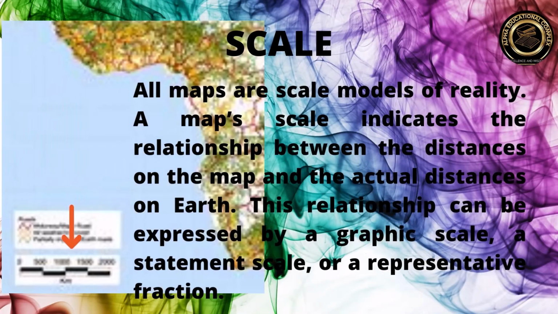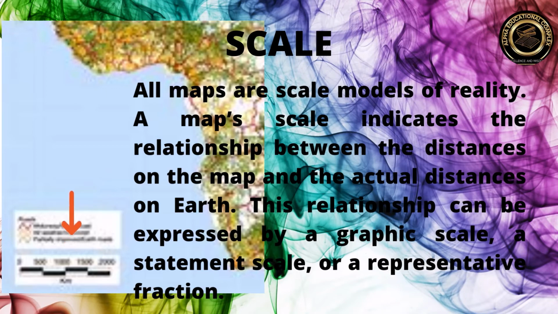The next feature we will talk about is scale. All maps are scale models of reality. A map scale indicates the relationship between the distance on the map and the actual distance on the earth. This relationship can be expressed by a graphic scale, a statement scale, or representative fraction scale. We know that map refers to the symbolic representation of selected earth features. If I want to have a map for this classroom, the medium on which I will draw the map is smaller than this classroom. So I have to reduce the measurement I will be taking in this classroom so that I can draw it on the medium.